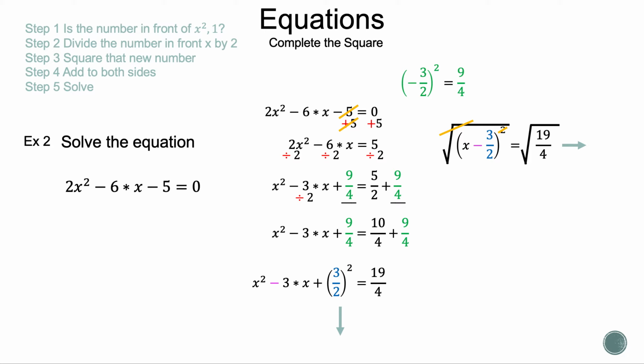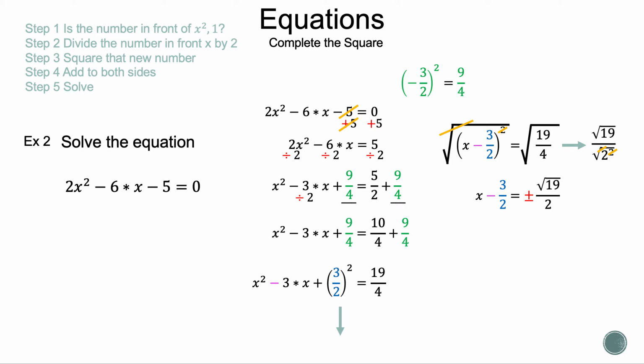And now we're going to continue by rewriting that square root of 19 divided by 4 as the square root of 19 over the square root of 4. And now we're going to rewrite square root of 4 as square root of 2 squared, because 2 squared is 4. And now we can go ahead and cancel those inverses of the square root and the square. And now we're going to write down what we have so far.